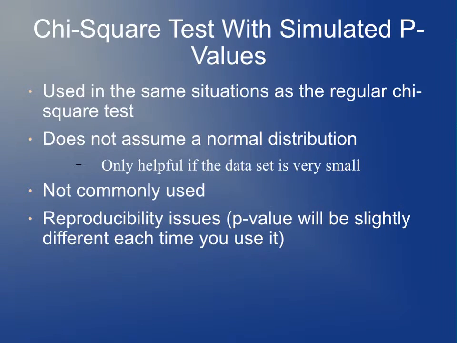Next test to consider is the chi-square test with simulated p-values. You would use it in the same situation as the regular chi-square test. The advantage of the simulated p-values is that it doesn't assume a normal distribution, which can possibly give you better results if your sample size is small. It doesn't get used very often, so reviewers might raise some eyebrows if you use it, and it has some slight reproducibility issues in that the p-value will be slightly different each time you run it. It shouldn't be very different, but that can bother some people.